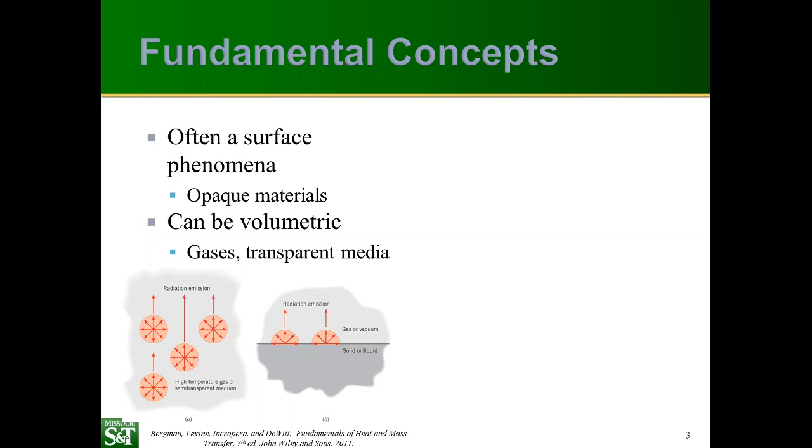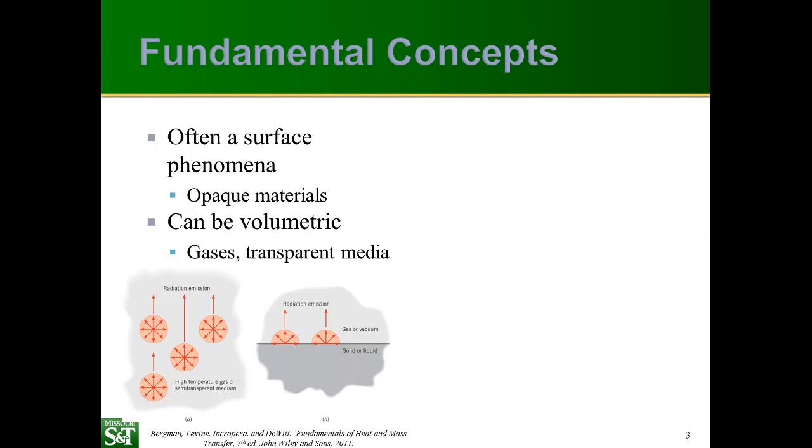Now, this is true for opaque materials. There's a lot of opaque materials out there. However, for certain materials like glass or gases, anything that's transparent or semi-transparent, radiation is what we call a volumetric phenomenon. It can be absorbed or emitted inside the object. We're not going to consider those during this unit.